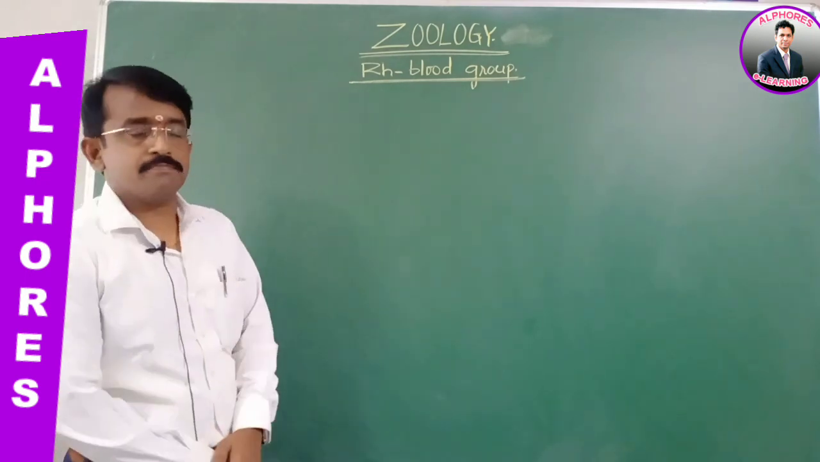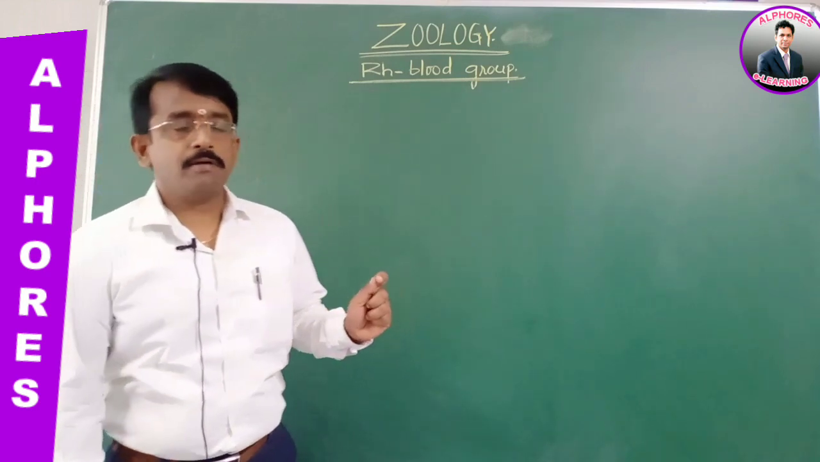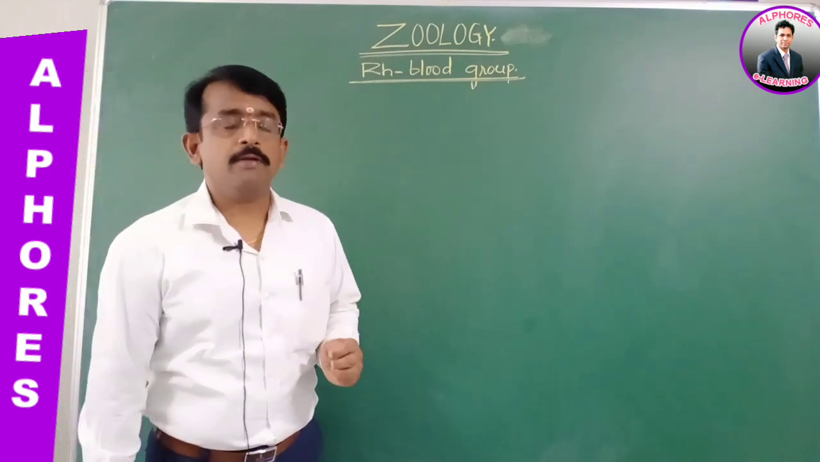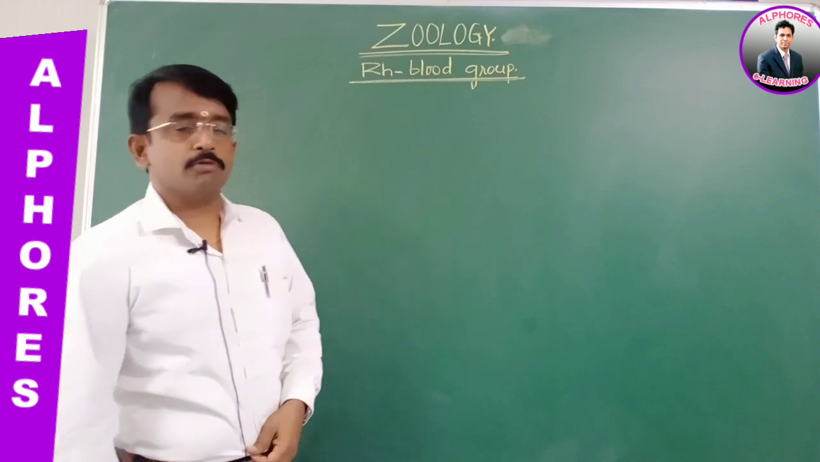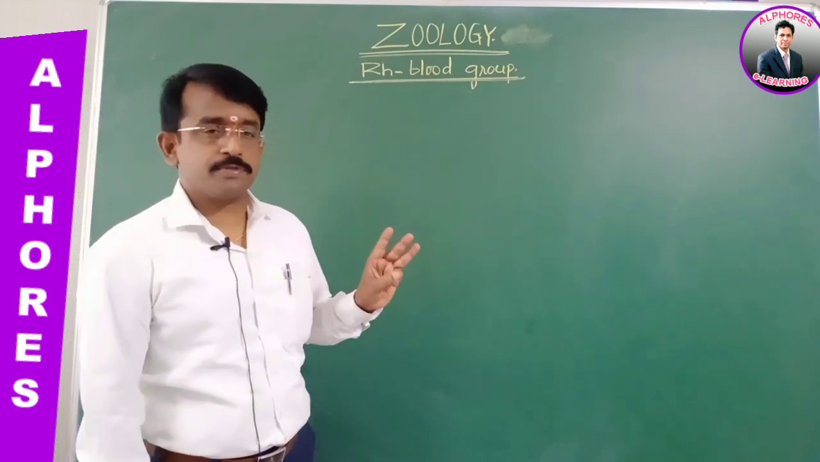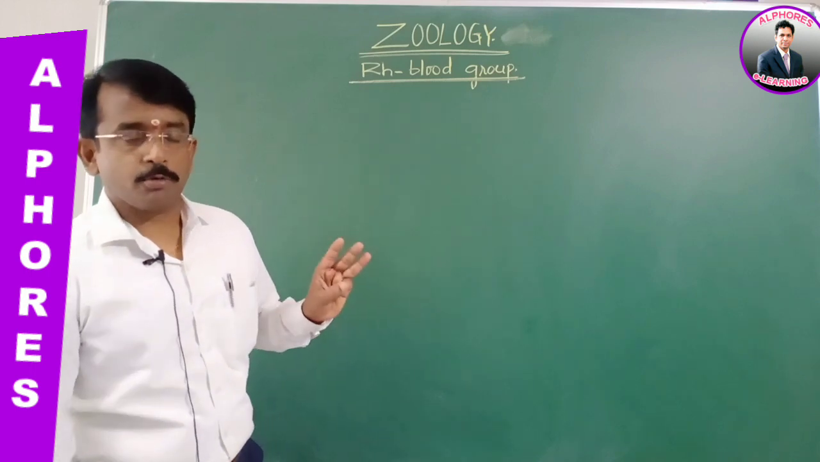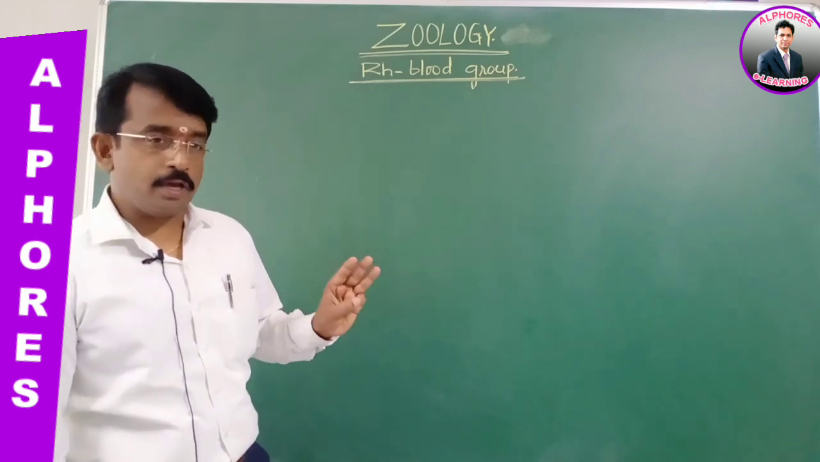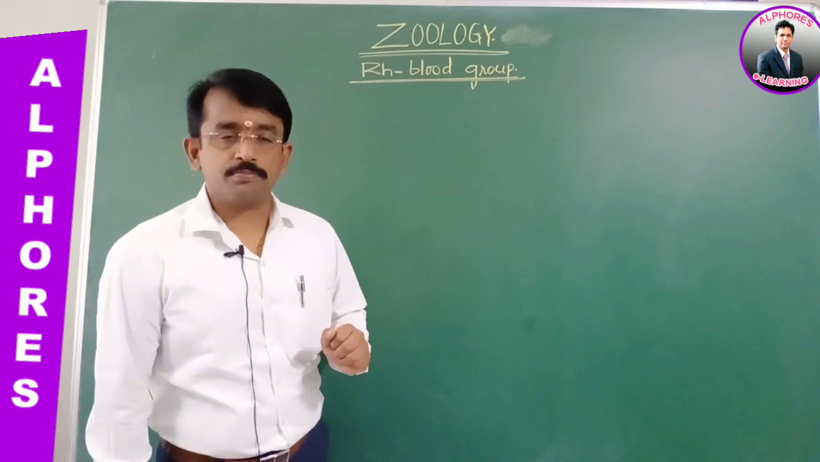So let's have a quick look at the remainder of what we have seen yesterday. That is the ABO blood grouping system. A is the blood group. There are 4 phenotypes, 3 alleles and 6 genotypes.